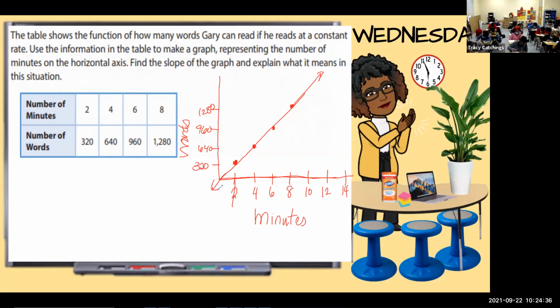Go ahead, what do you think? 160, talk to me. Because 320 divided by 2 is 160. 160 what? 160 words. Per minute. Good job.